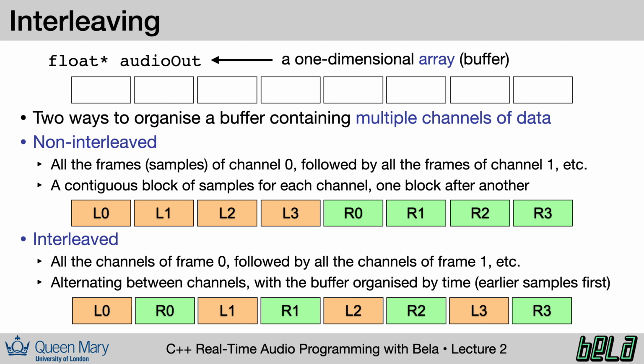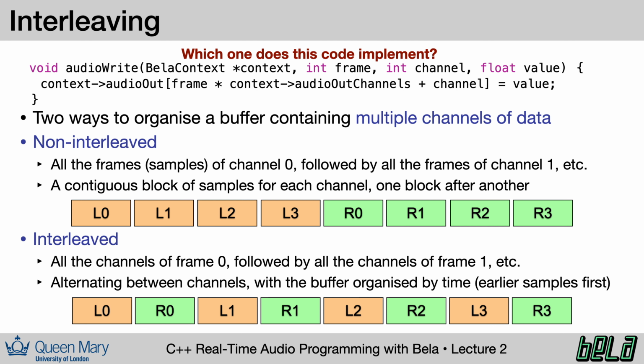The other format that we'll encounter is what's called interleaved. The idea is that we store everything for the first frame first, followed by everything for the second frame, everything for the third frame, and so forth. And so we're actually alternating between left and right channels if we have a stereo buffer. So, here again is the code of what Bela implements. Can you work out from this whether Bela is storing this in an interleaved or a non-interleaved format? Well, the answer is that this is interleaved. And the reason we know that is when we increment the frame number, we're skipping ahead by the number of channels in the buffer. And I'll leave you to work out the rest of that formula if you're interested.